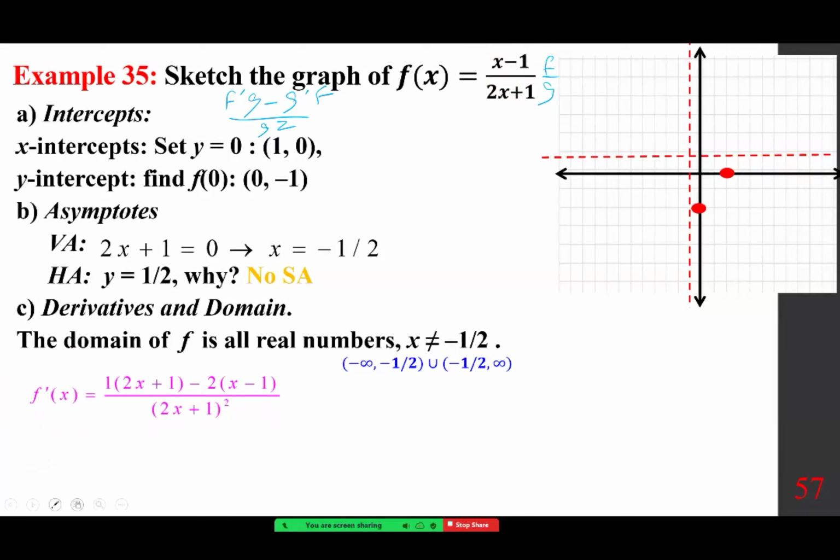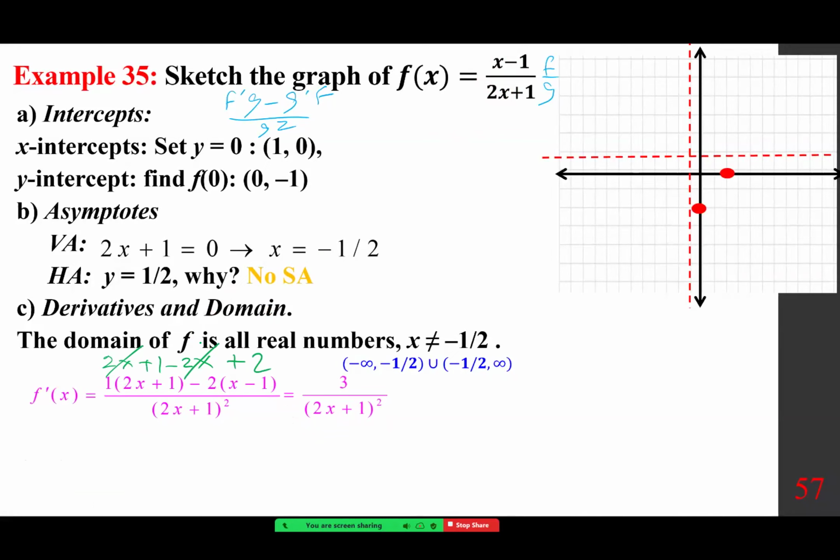All you have to do is simplify the numerator. Again, notice it's 1 times 2x plus 1 minus 2 times x minus 1, and the bottom squared. So we have 2x plus 1 minus 2x plus 2. So the numerator is 3.